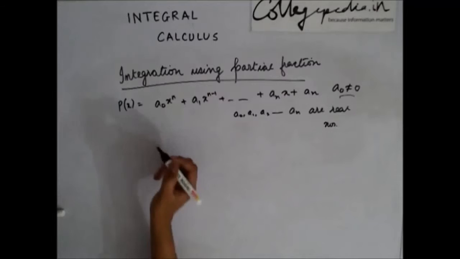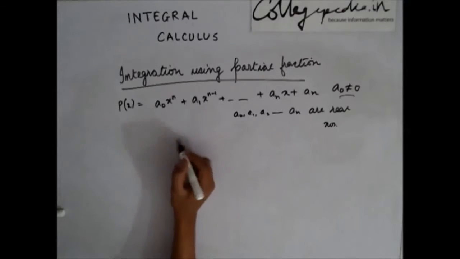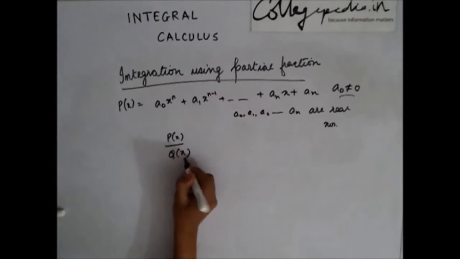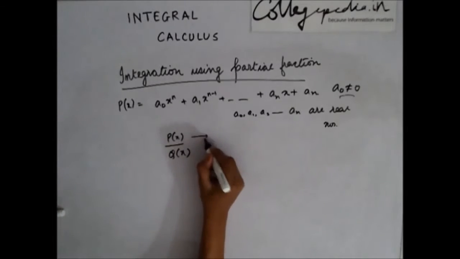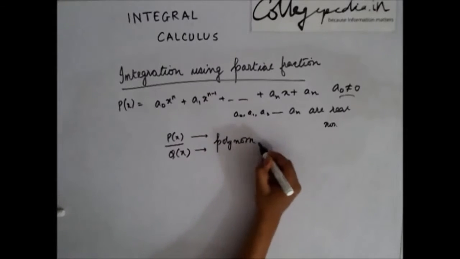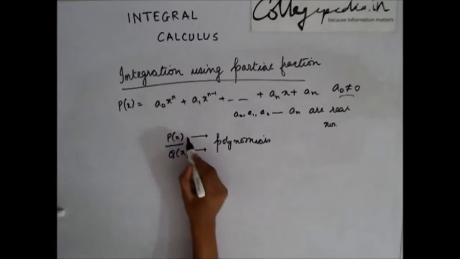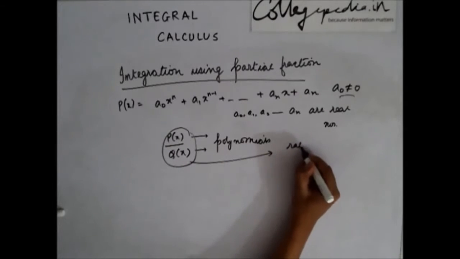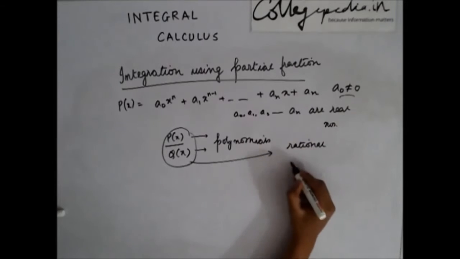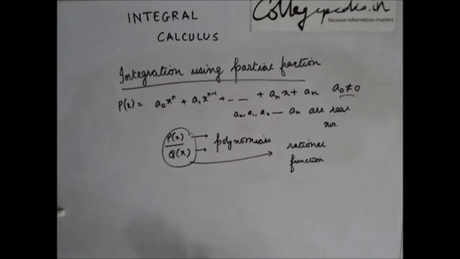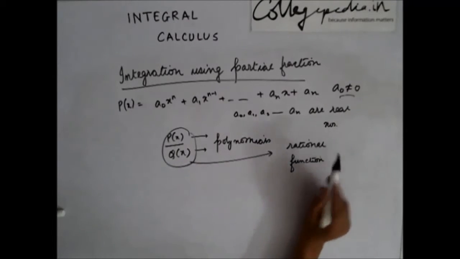Now if I have a fraction, let's say a fraction of the form p(x) divided by q(x), where both p(x) and q(x) are polynomials, then this overall function is called a rational function. Now the partial fraction method which we'll be using is only for rational functions.